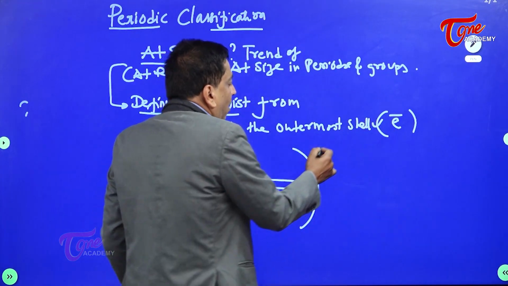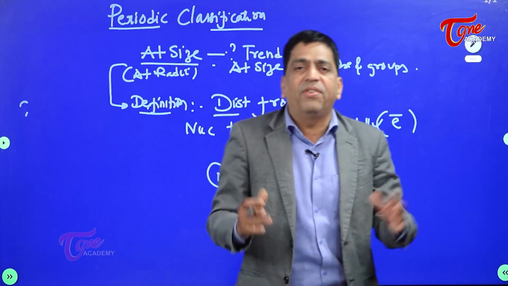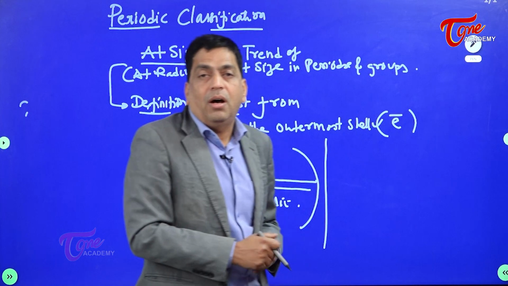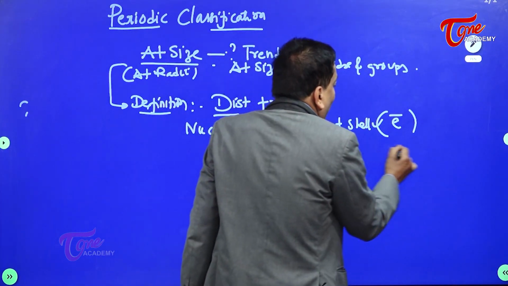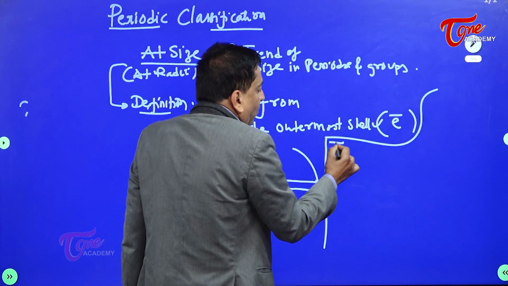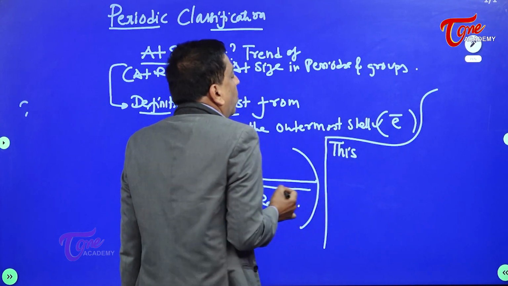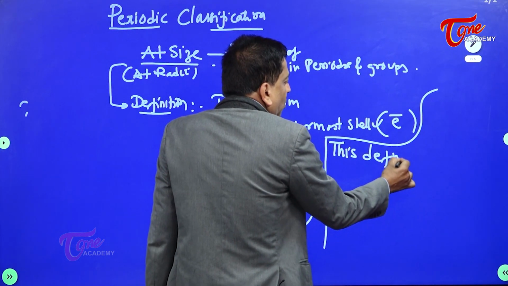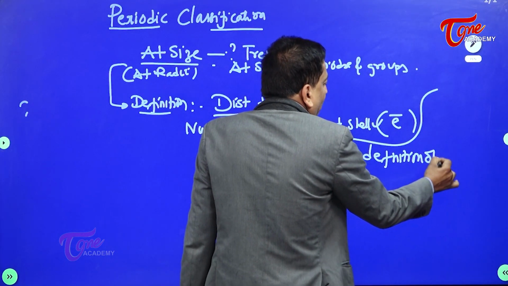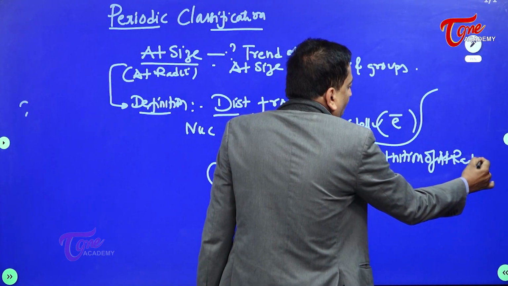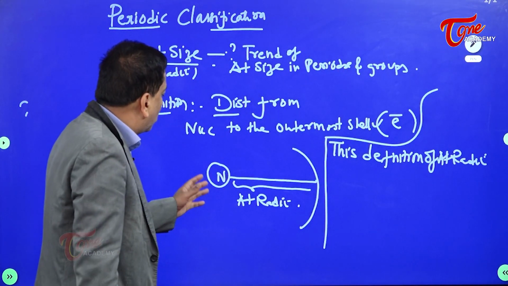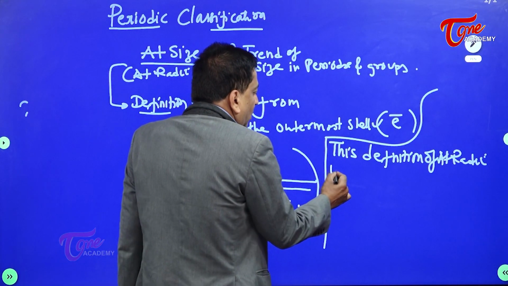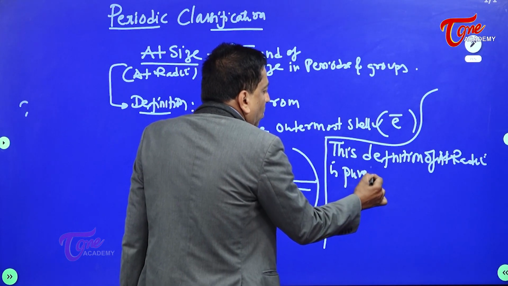But remember, this definition is without any confusion. But what is my issue, or everyone's issue, with atomic radii? Watch carefully. This definition of atomic radii, that is the distance from the nucleus to the outermost orbit, seems to be purely theoretical.